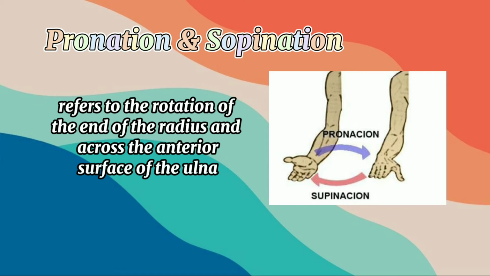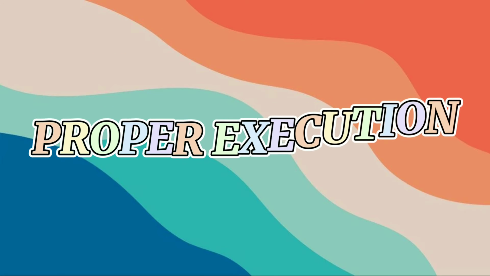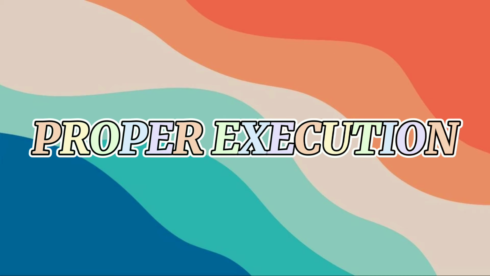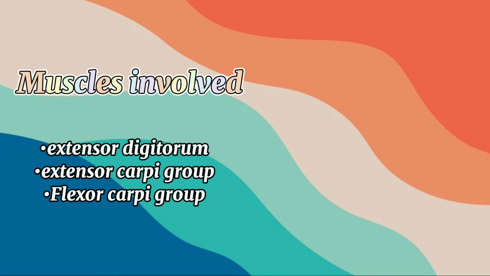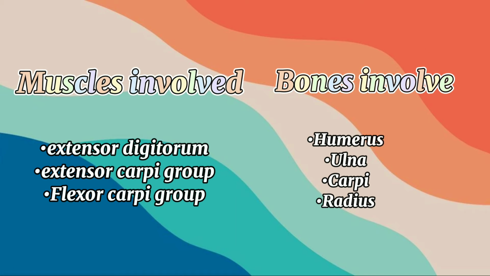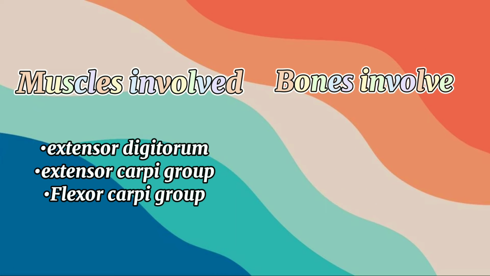Pronation and supination refer to the rotation of the end of the radius across the anterior surface of the ulna. These are the proper execution of pronation and supination. These are the muscles involved: extensor digitorum, extensor carpi group, flexor carpi group. Bones involved are humerus, ulna, carpi, and radius.